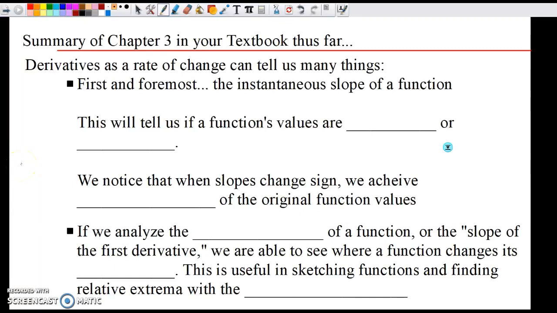Welcome to the summary of the Chapter 3 video. I hope the sub has passed out the notes. This will help prepare you for your quiz on Friday and your test on Tuesday.